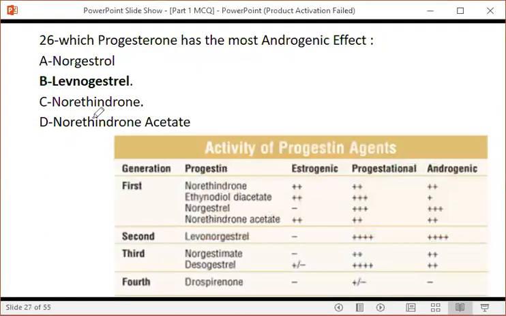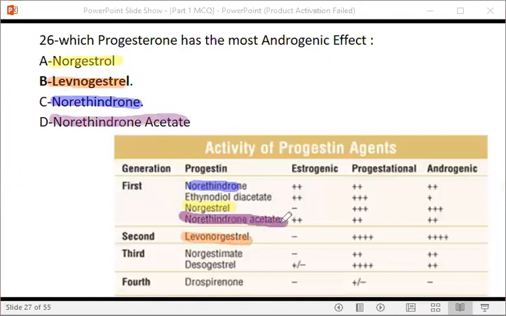Next is in menopause. No, this is not the next. This is the former one. طيب. Which progesterone has the most androgenic effect? طبعا دائما هذا السؤال it comes routinely in the exam. الخيارات هنا نورجسترول، وهذا هو النورجستريل. الخيار الثاني ليفوجستريل وهذا هو الليفوجستريل. الخيار الثالث norethindrone. والخيار الأخير norethindrone acetate.